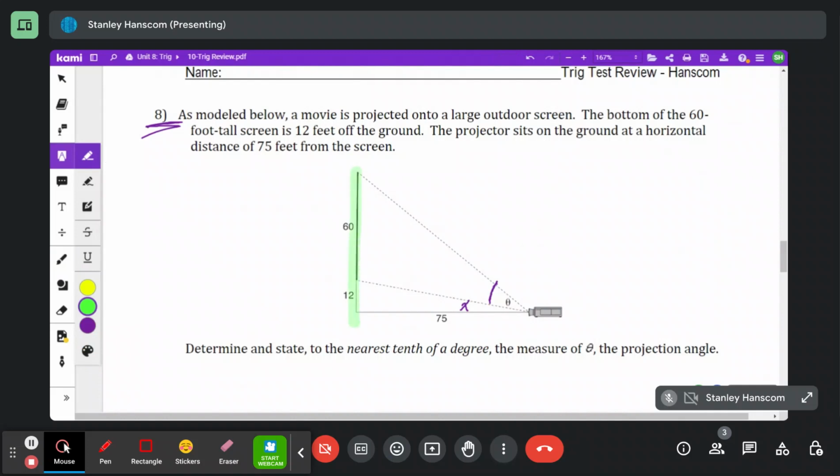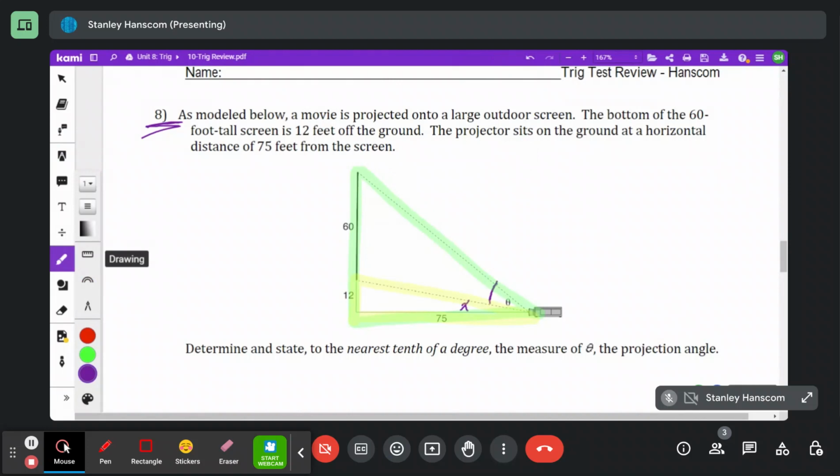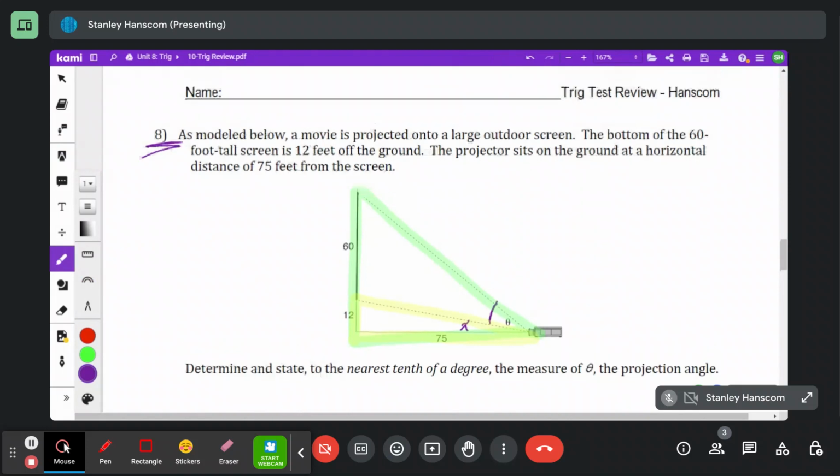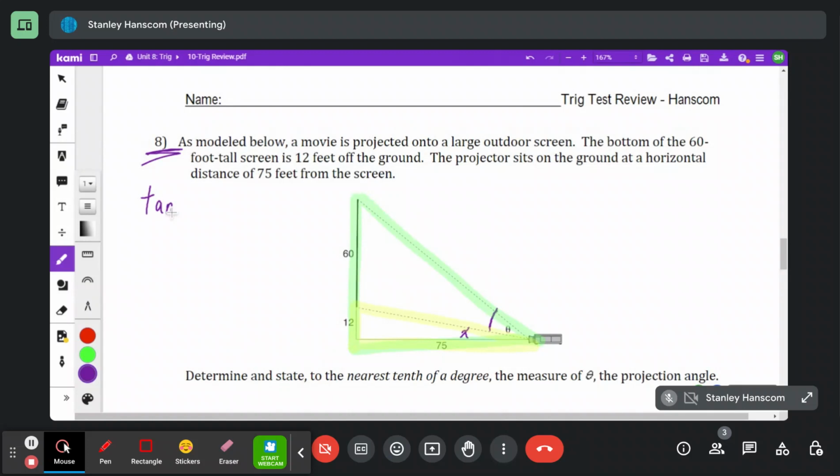We have this overall right triangle with the ground and the top of the projection, but we have another right triangle with the ground and the bottom part of the projection. And so if I can use those two right triangles to figure out two angles, I'll be able to subtract the angle measurements from one another and find what they're asking for. So I have that the tangent of x would be its opposite side, 12, compared to its adjacent side, 75.